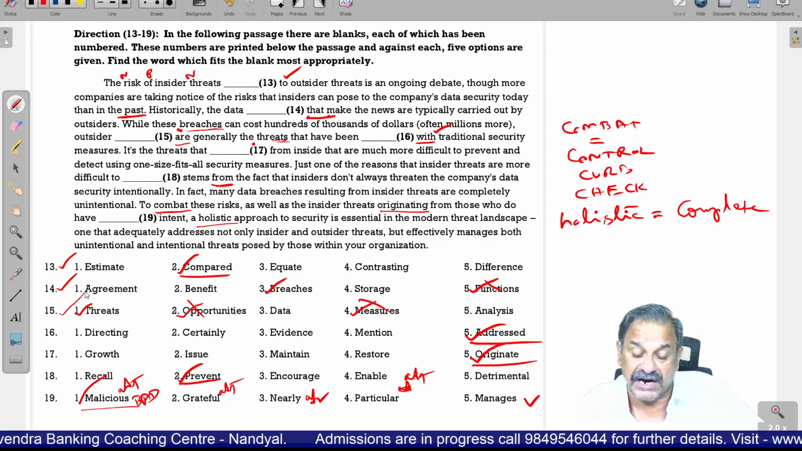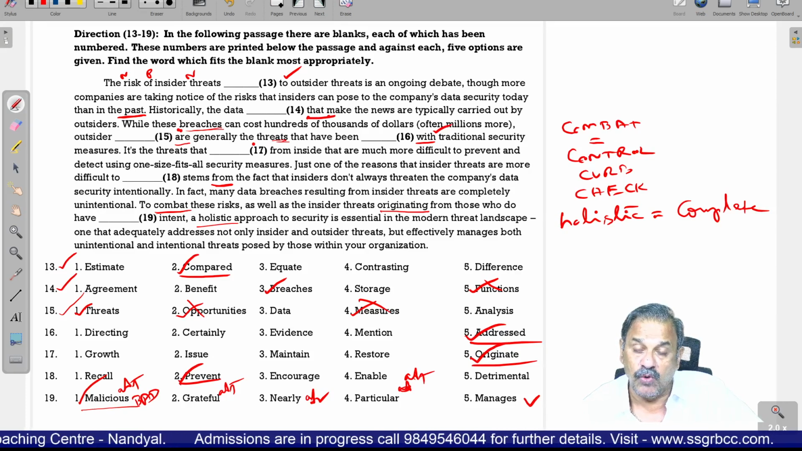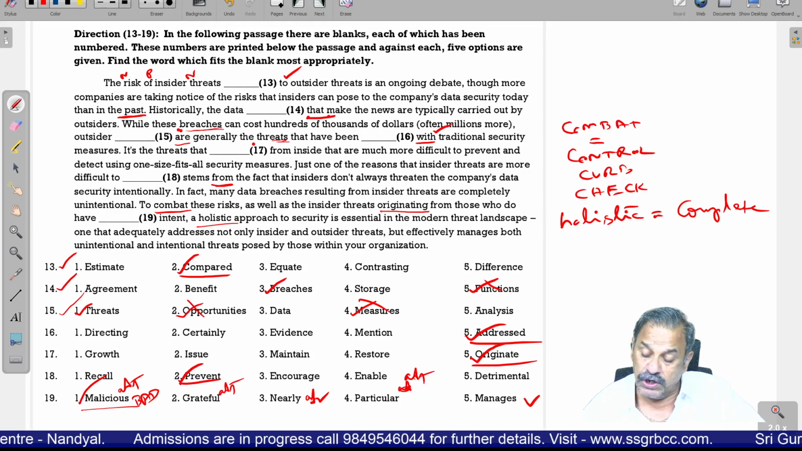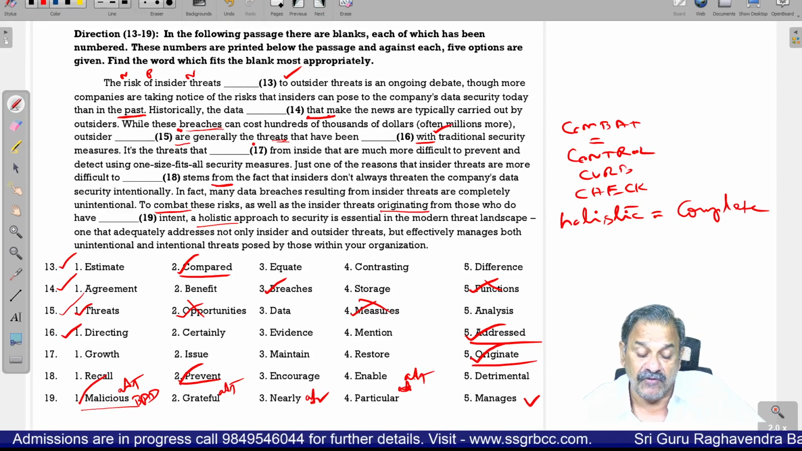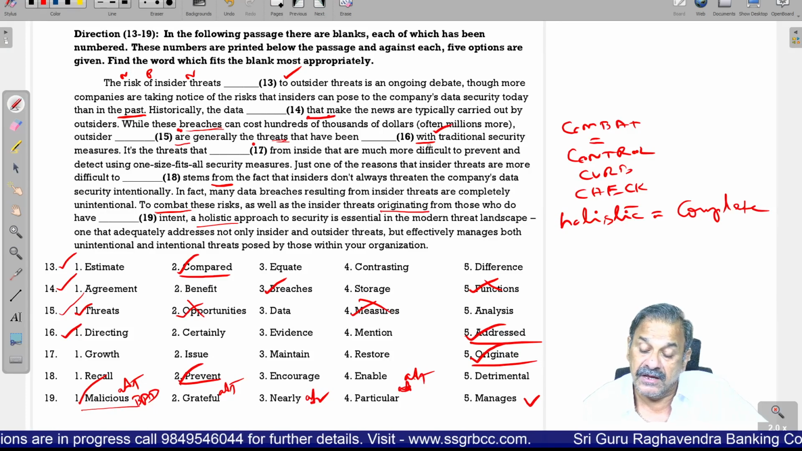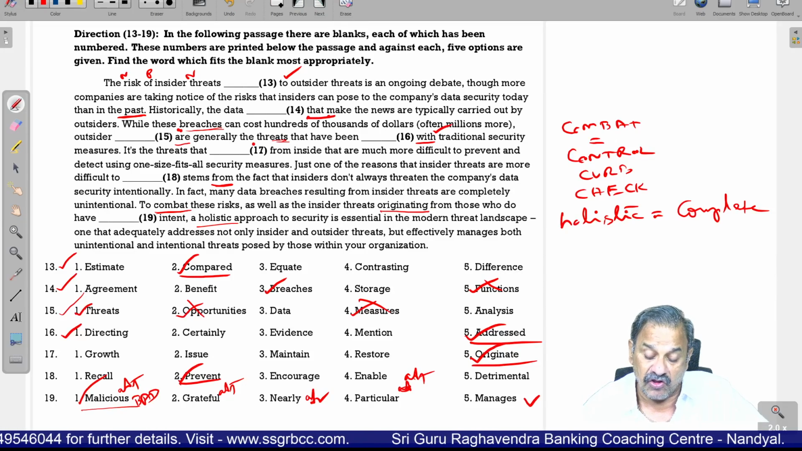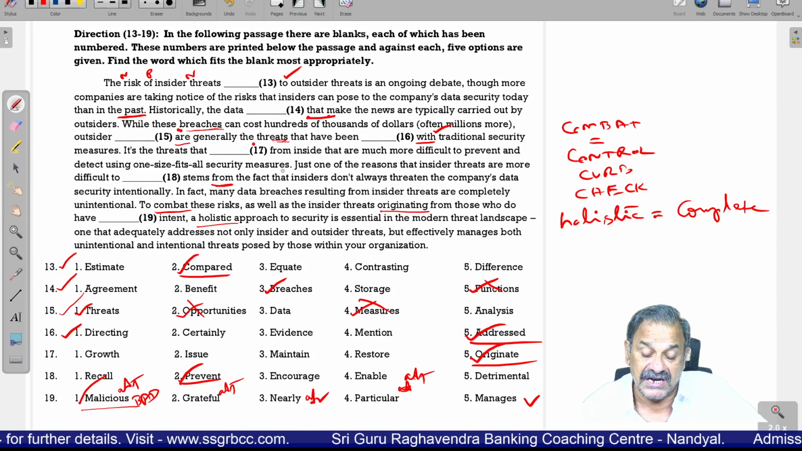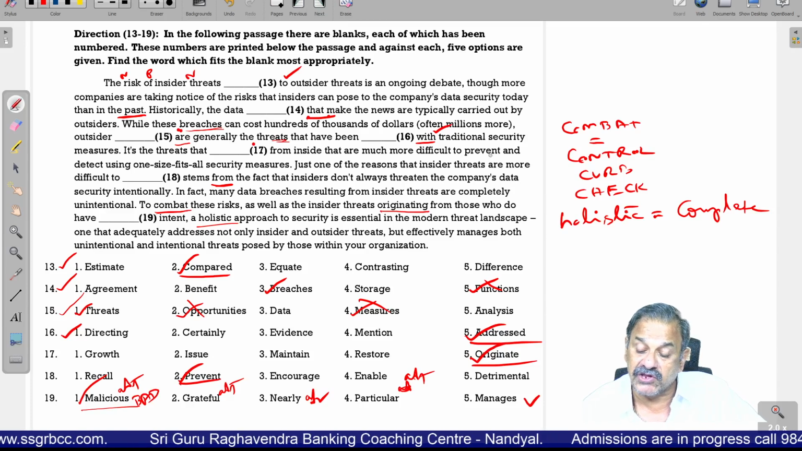For the 15th, we can make an attempt: have been dashed with traditionally. Here, after have, we have to use the third form of the verb. So the 16th we can also fill. Then, addressed with traditional security. It is the threats that dash inside. It is the threats that dash from inside that are much more difficult to prevent.